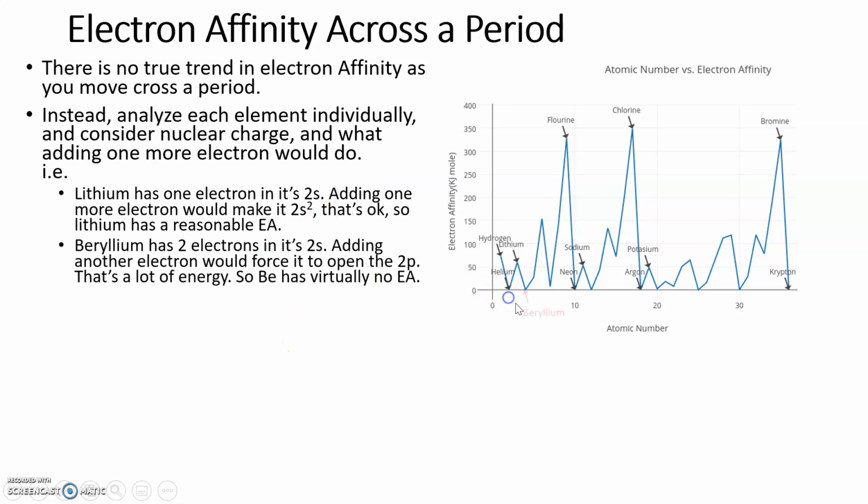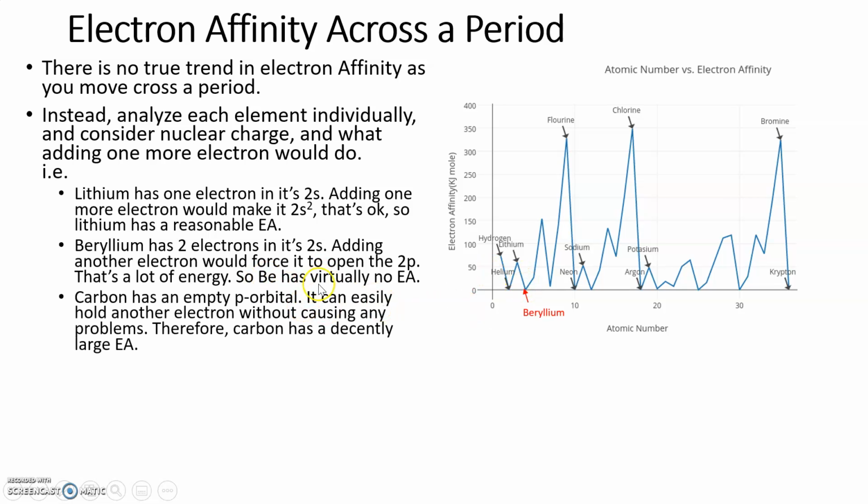On the other hand, we come down here to beryllium. Look at that, pretty much zero electron affinity. Beryllium does not want an electron at all, pretty much will not take an electron. And the reason for that is that he already has his 2 electrons in the 2s. He's got 2s2, he's filled up. So if you're going to add another electron, you'd have to open up the 2p. Opening up another energy level, well, not necessarily an energy level, but opening up another orbital, that takes a lot of energy. It's hard to do that, so beryllium basically has no electron affinity.